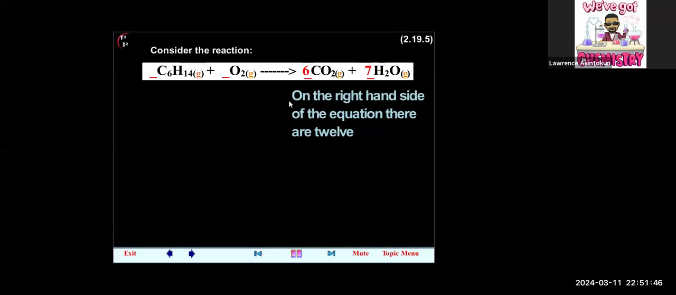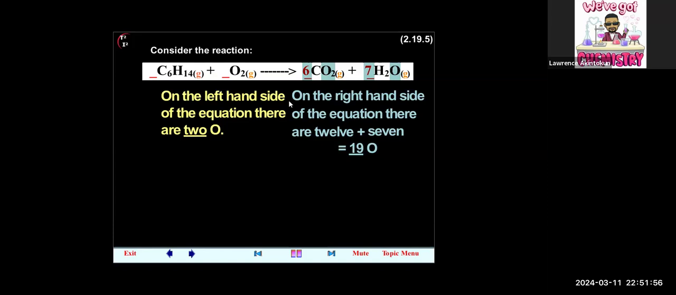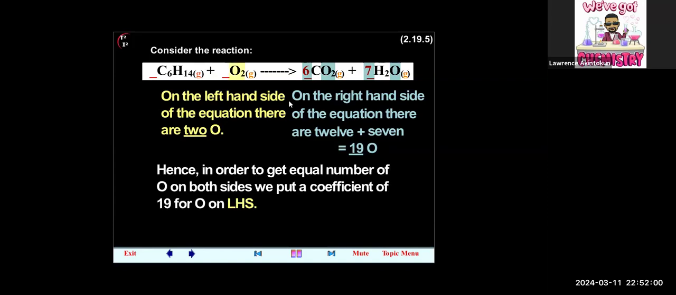On the right-hand side of the equation, 12 plus 7 equals 19 O. On the left-hand side of the equation, there are 2 O's. Hence, in order to get an equal number of O's on both sides, we put a coefficient of 19 for O's on the left-hand side.